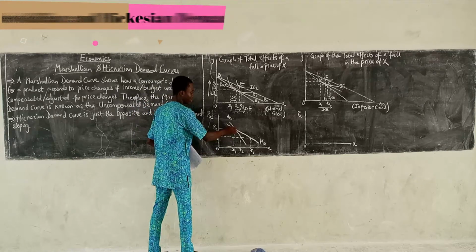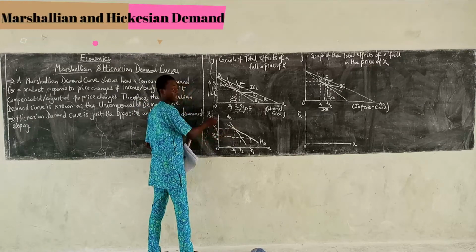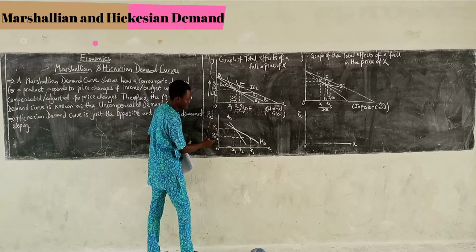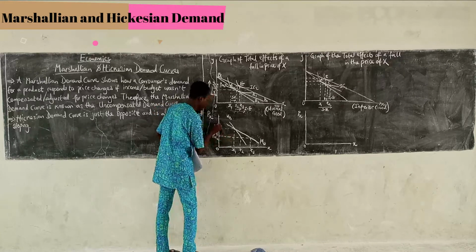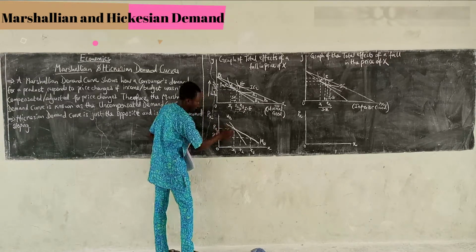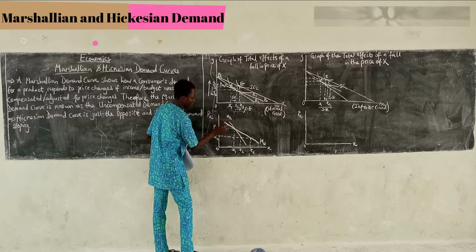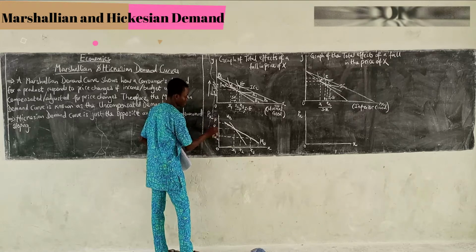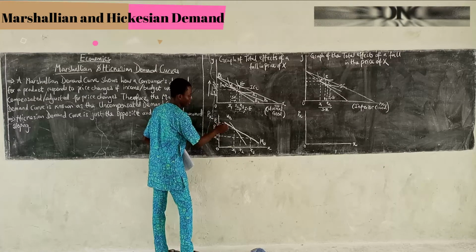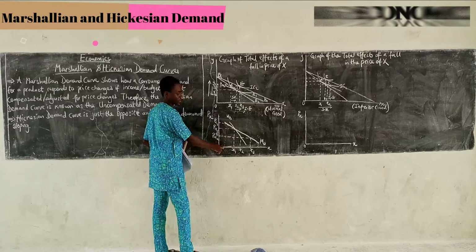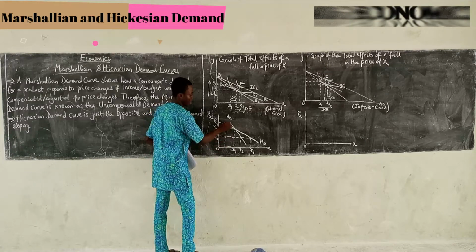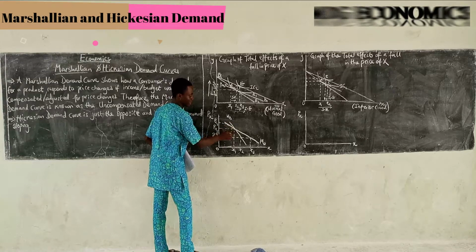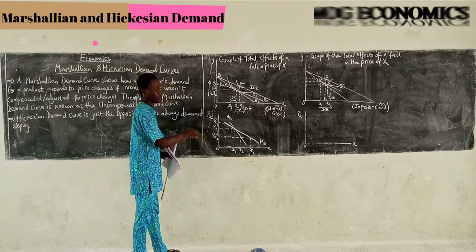And if you look at it, after the point of intersection, if there is an increase in the price of the commodity, what does it begin to mean? If the price were to rise on the Marshallian curve, for example to PX3, you discover that you're consuming less of this commodity compared to the points that you have on the Hicksian demand curve. So I believe you understand this.